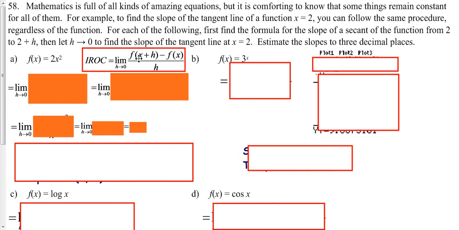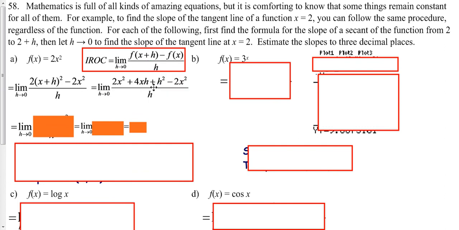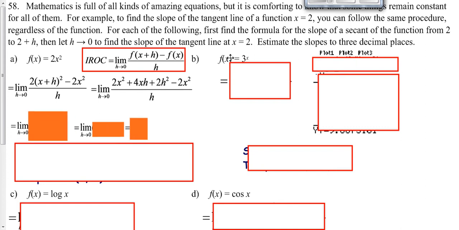So we're going to go ahead and take our x plus h, plug it in here for x, minus our original function, all over h. So then you're going to FOIL out the top here. There's supposed to be a 2 here in front of this h squared. So we have that fixed.